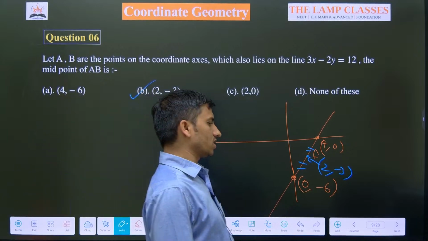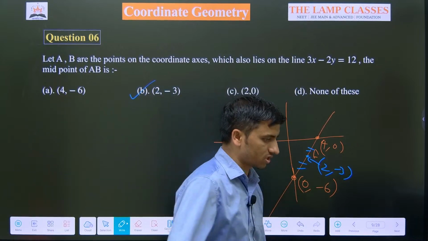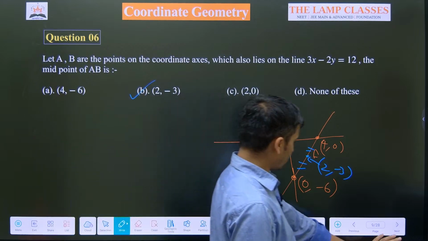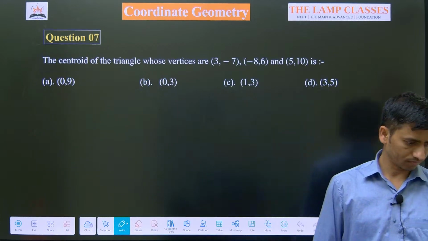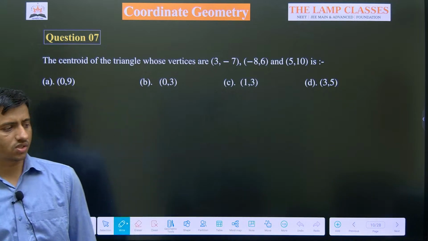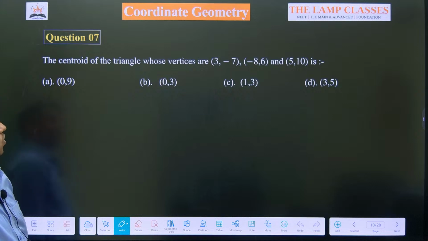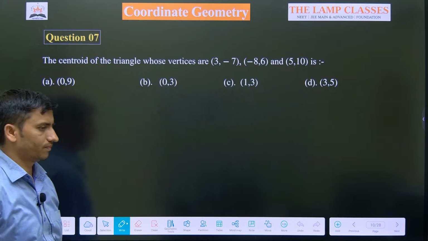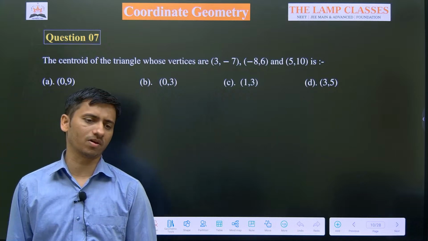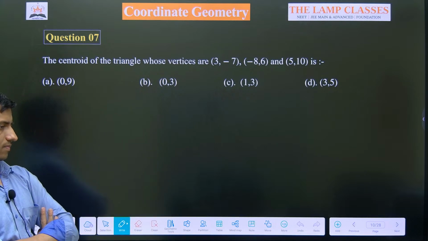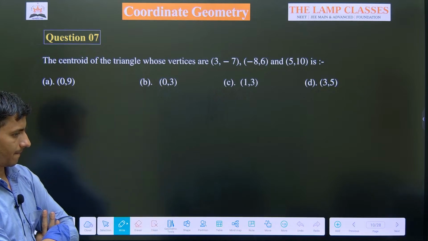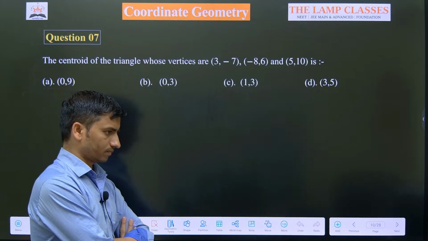They might also ask you what is the distance of this point from origin, right? They might involve something of this sort, so that should not be a tough one. Next question is, what is the centroid of the triangle whose vertices are these three? Please answer. It's very easy, right? There is a direct formula, you can apply it. Mentally also you can answer this question.